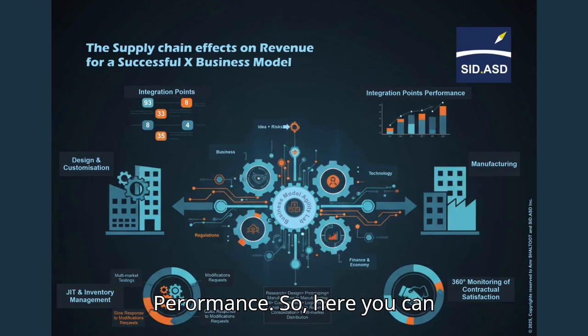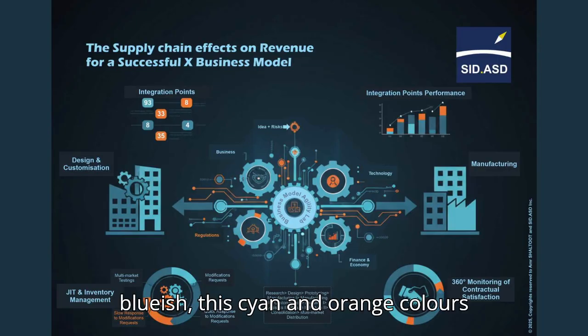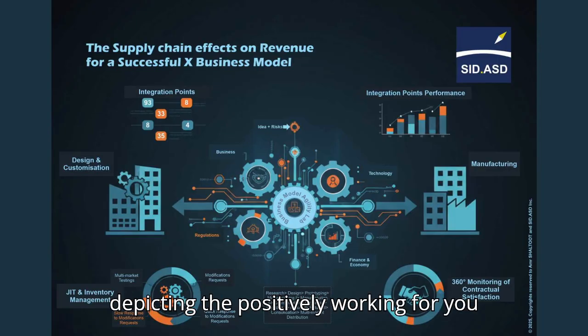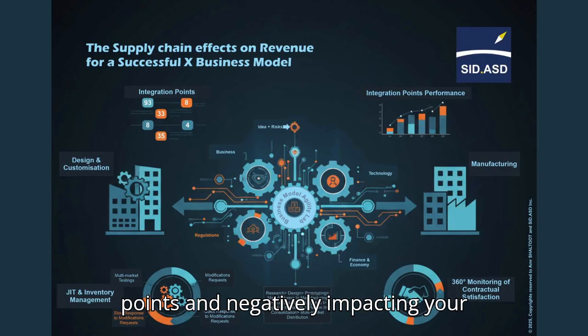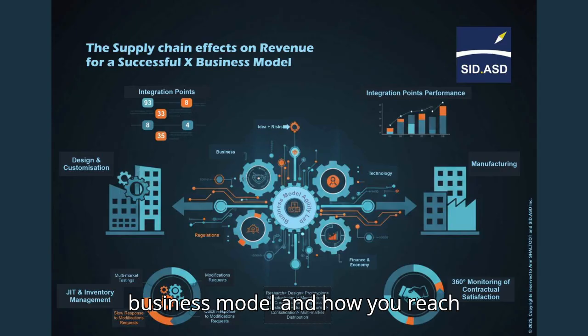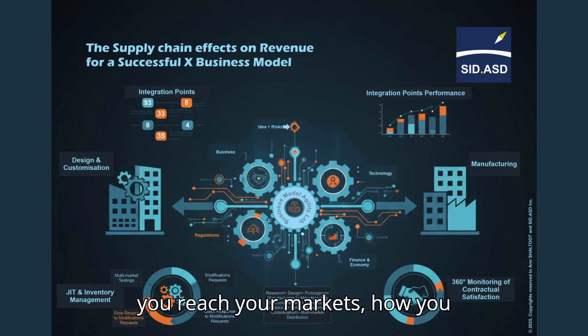So here you can see on the upper left corner the number of integration points in this bluish, this cyan and orange colors, depicting the points positively working for you and negatively impacting your business model, and how you reach and how you source. So how you reach your markets, how you reach your customers, and how you source your initial service or product, the very important components of your service or product.